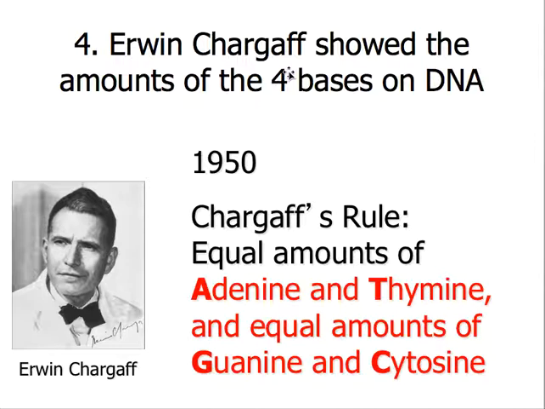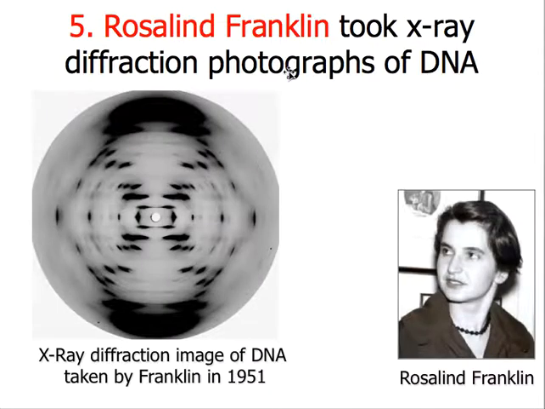So think of it this way. Apples grow on trees, A equals T, and cars go in garages, so it's C equals G. So Chargaff's rules, what he discovered, in every bit of DNA that he has worked with, A always equals T, C always equals G.